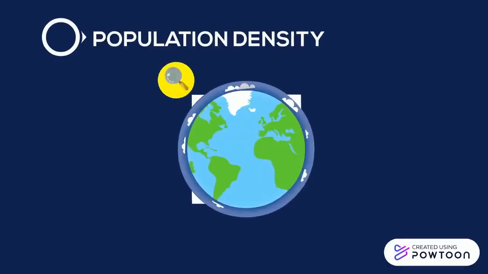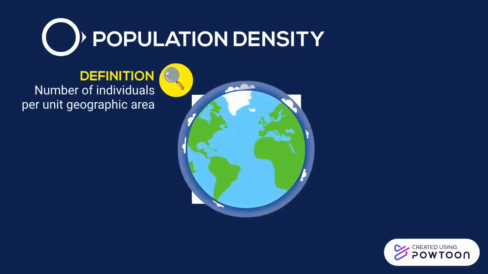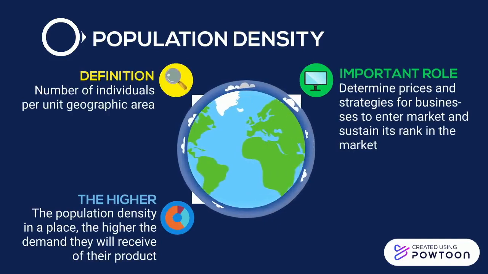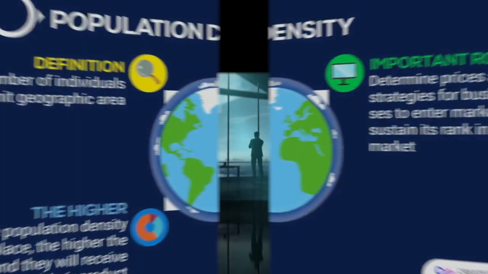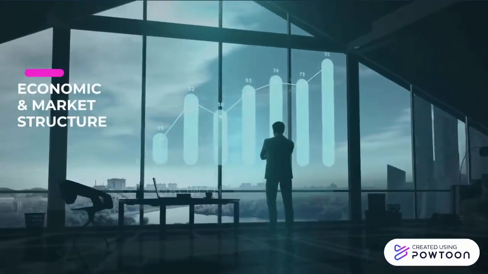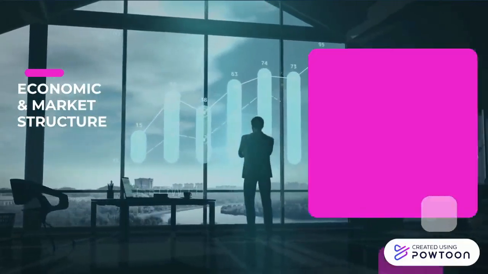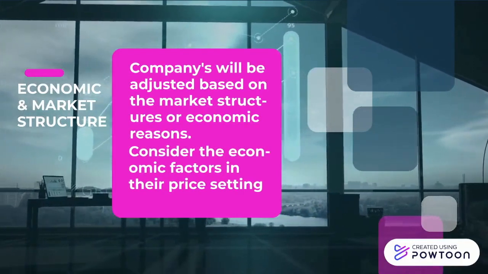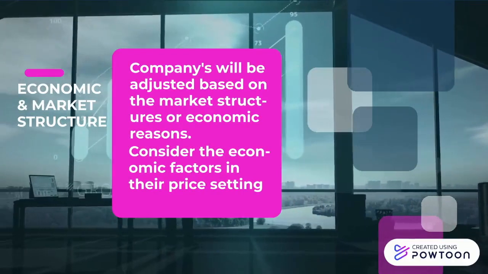Population density plays a high role in price determination and strategies for businesses to enter a market and sustain their rank in the market. Next, economics and market structure is a big external factor that affects price and pricing strategies. A company will adjust their price based on the market structures or economic reasons.